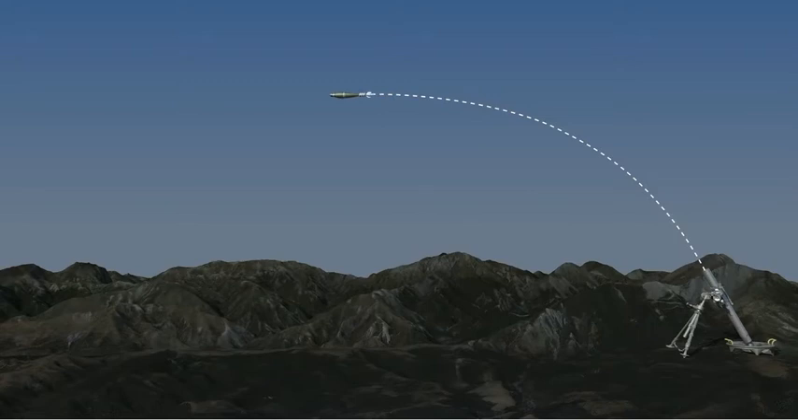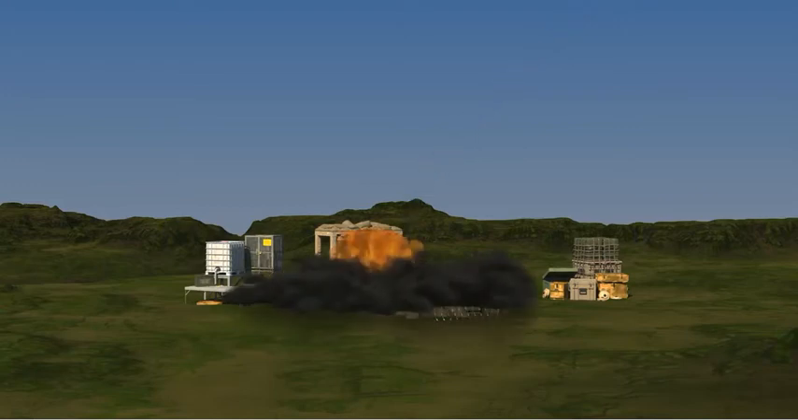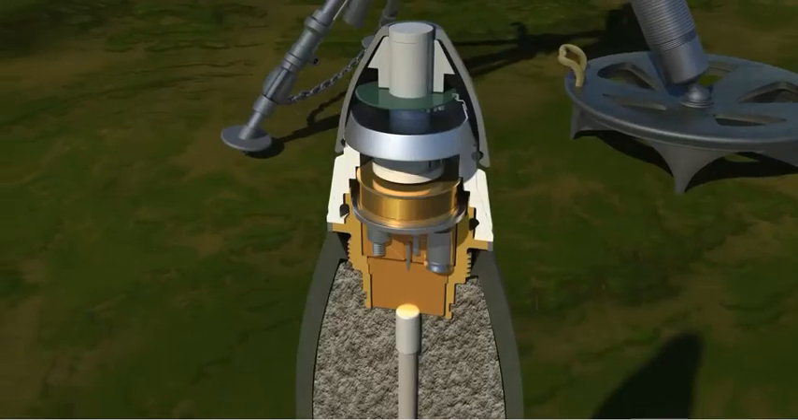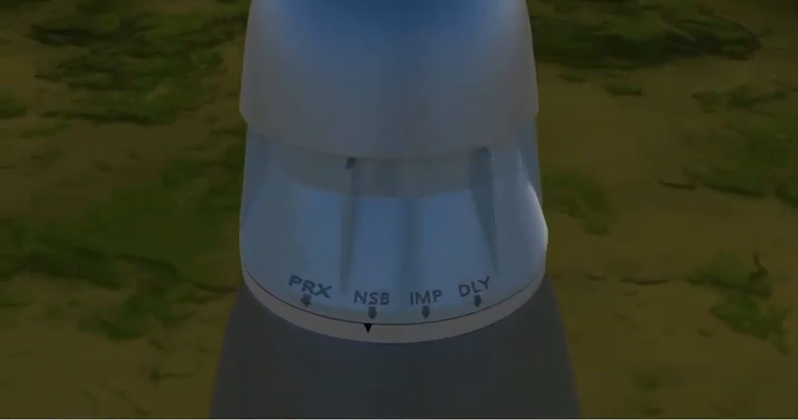The maximum firing range is about 6 km when all the augmenting charges are used. The 81mm mortar has a casualty radius of about 40 meters. By turning the dial that is located at the front of the mortar shell, the impact fuse can be set as proximity, near surface burst, impact, delay.